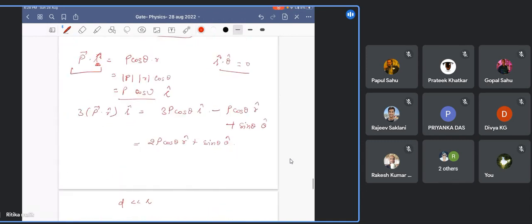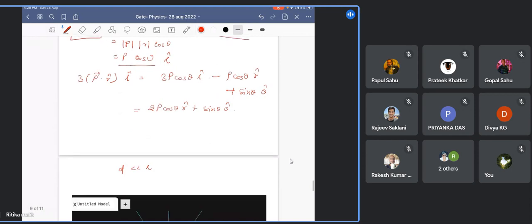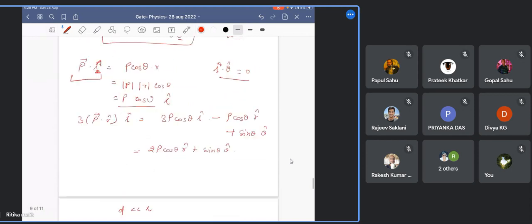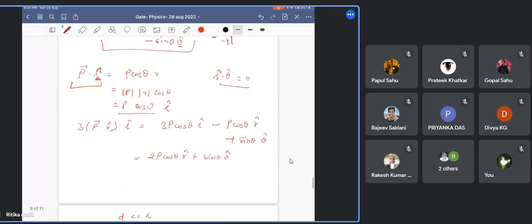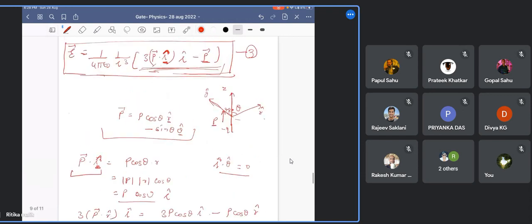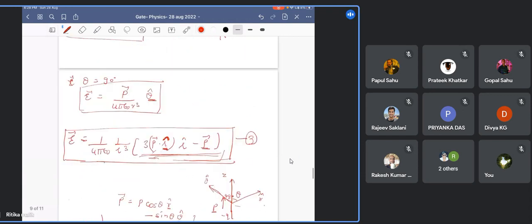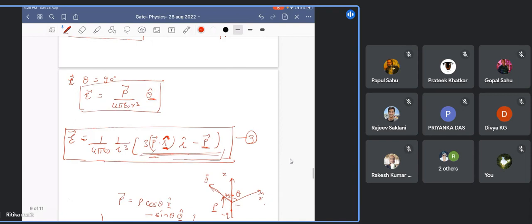So now, if you understand the derivation part, we can do more of the visualization part as well. Means how these things will play a role when we try to visualize the electric field due to a dipole.